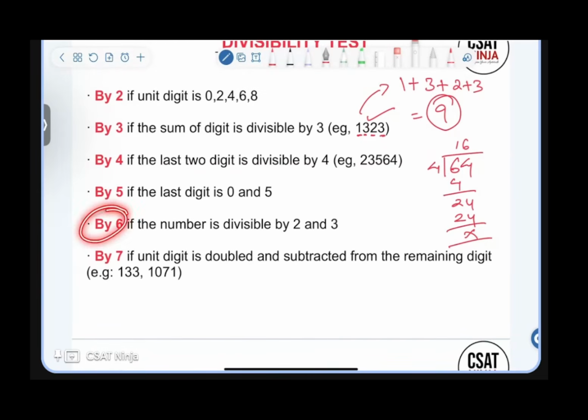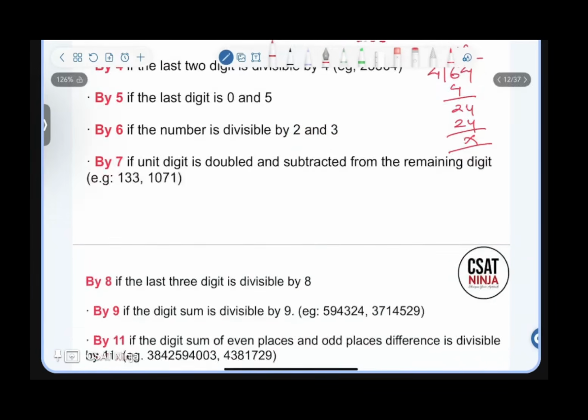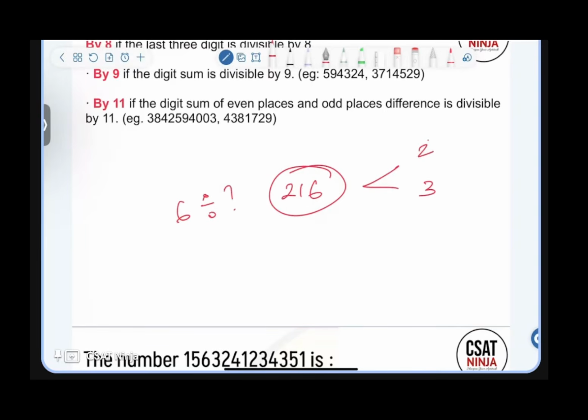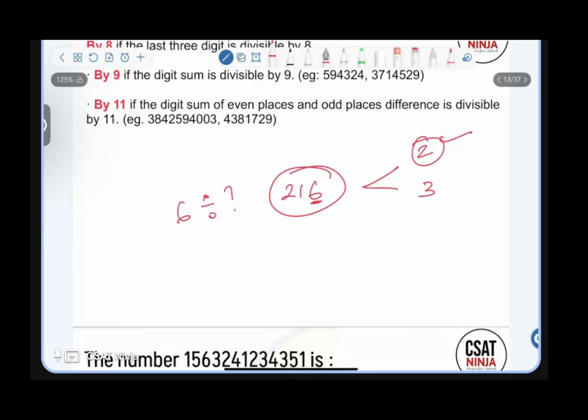What about 6? We say that a number is divisible by 6 if the number is divisible by 2 and 3. 2 and 3, okay? Let me take an example here. Let's say I have 216. Is 216 divisible by 6? In that case, I'll have to check by 2 and I'll have to check by 3. Let me check by 2. It is ending by 6, which means it is an even number, so it is divisible by 2. But what about 3?